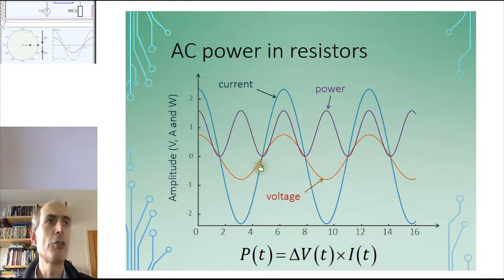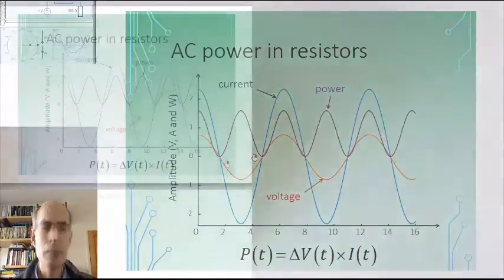You'll also notice that the power is always positive. The power dissipated by a resistor is always positive. Resistors cannot store energy, they cannot input energy back into the circuit, so they're always taking energy out of the circuit. That means a positive power being dissipated. Now, what is that power?